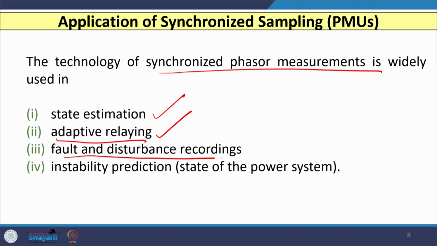It will also be helpful in case of fault and disturbance recording. So, if any post mortem analysis is required, then that is also possible with the help of synchronized sampling. And if we wish to monitor the state of the power system, that means for instability prediction, we can also use the concept of synchronized sampling.